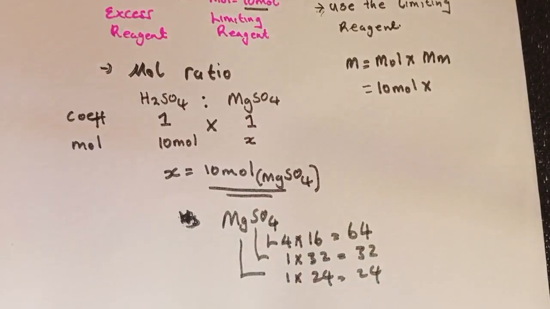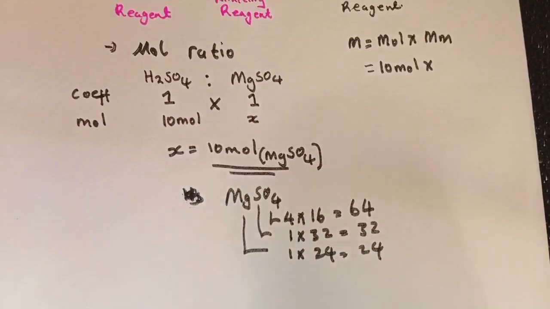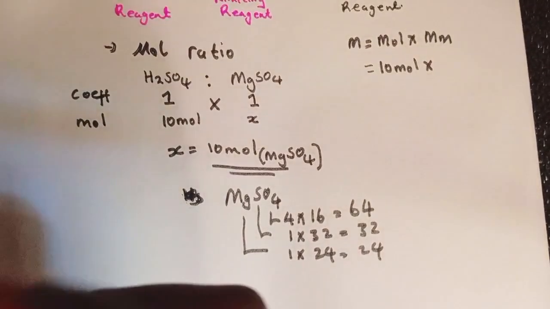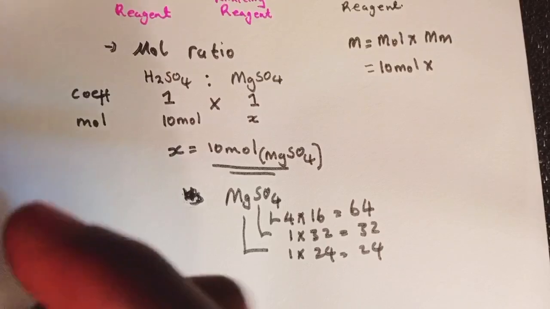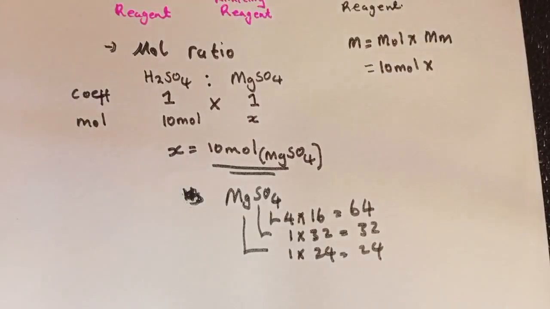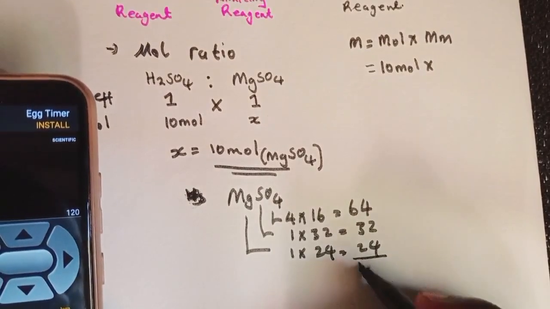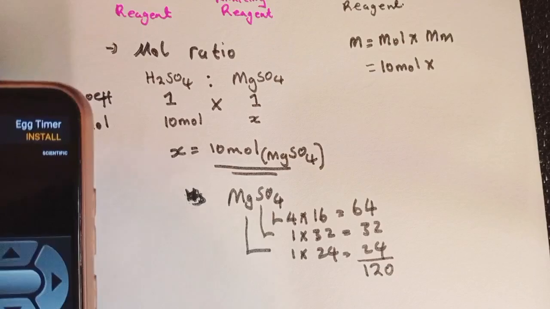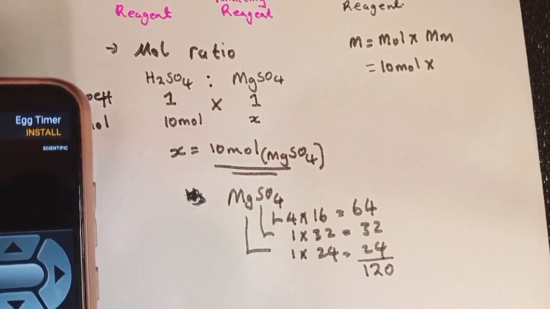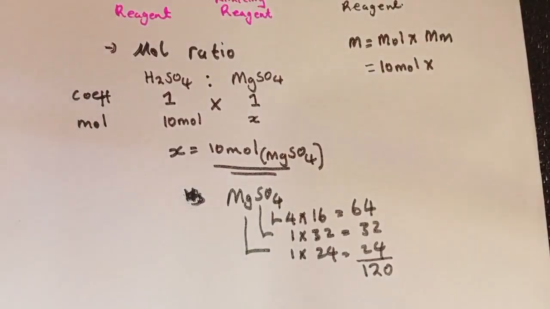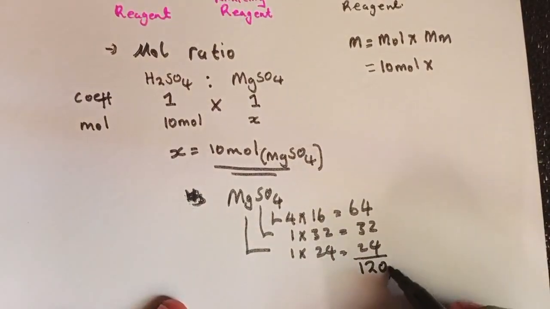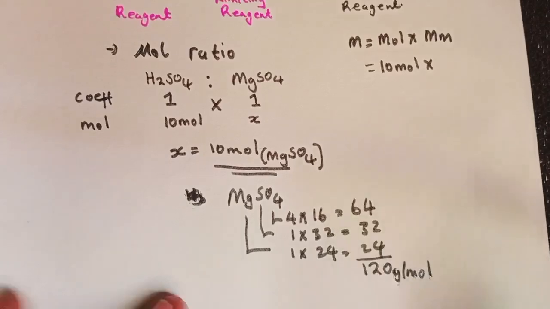Here you just need to add. So please solve with me. Don't just be watching, solve as well, because sometimes we make errors, and we are depending on you to correct us if we've made an error. So 64 plus 32 plus 24. Here I'm getting 120. I hope that's correct. 120. Here we did 4 times 16, 64. So 120. These grams per mole are the units for the molar mass.